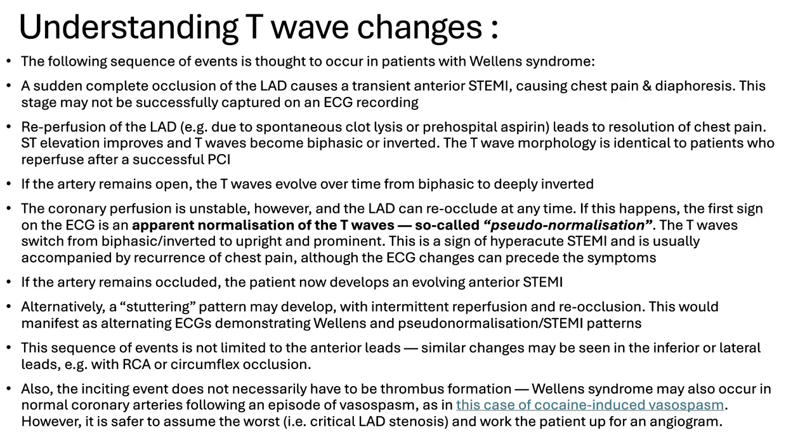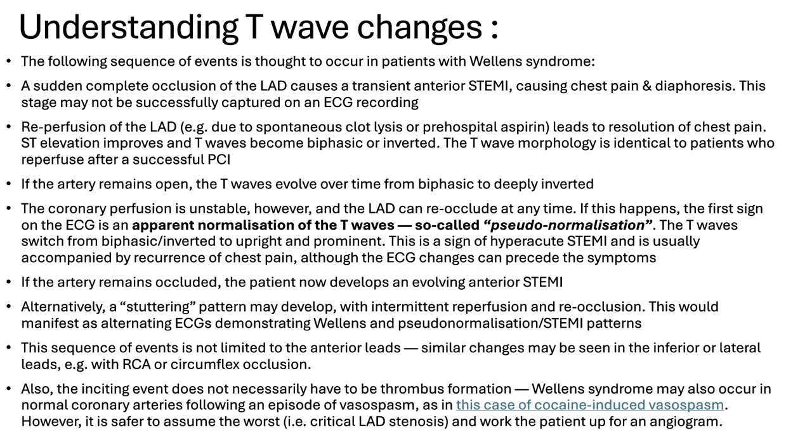With T waves, they will become either biphasic or inverted, which is the Wellens pattern on ECG. The T wave morphology is identical to patients who reperfuse after a successful PCI. Now, if the artery remains open, the T waves evolve over time from biphasic to deeply inverted, as I showed you before. And the coronary perfusion is unfortunately unstable, and the LAD can re-occlude at any time.